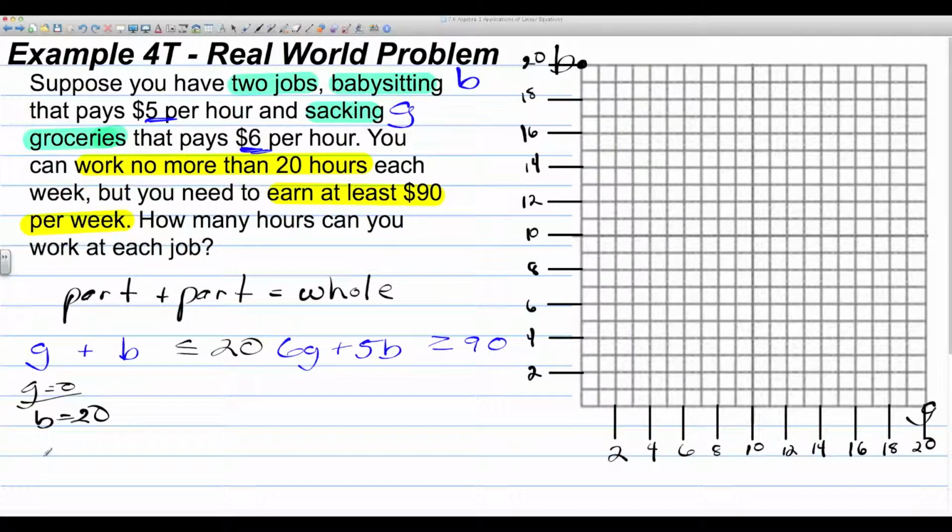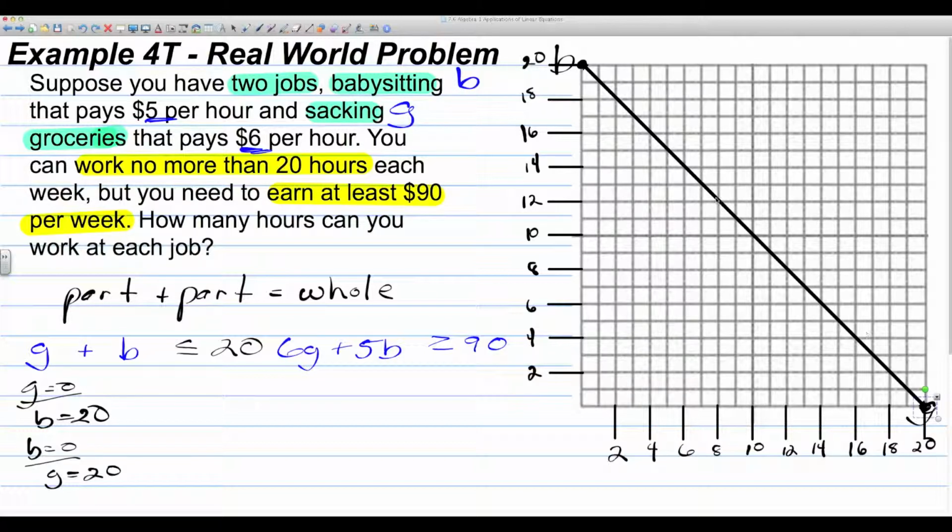Now the other ordered pair would be when b is equal to 0. When b is equal to 0, g would be equal to 20. Now that's going to be a real easy one to graph because all we have to do is draw a solid line between these 2 points. It's an easy one-to-one relationship.